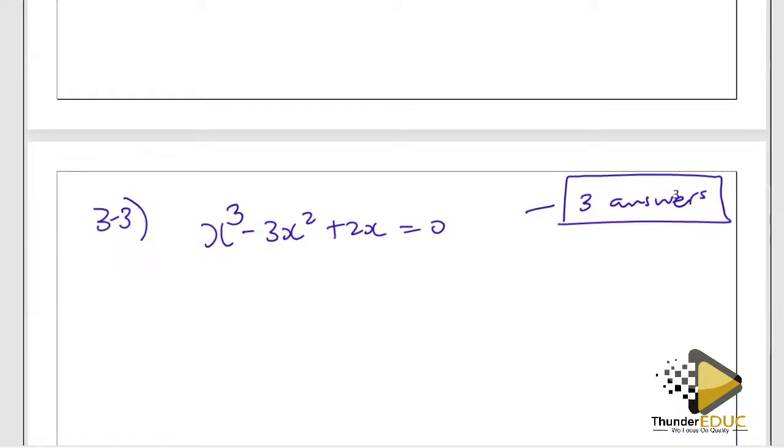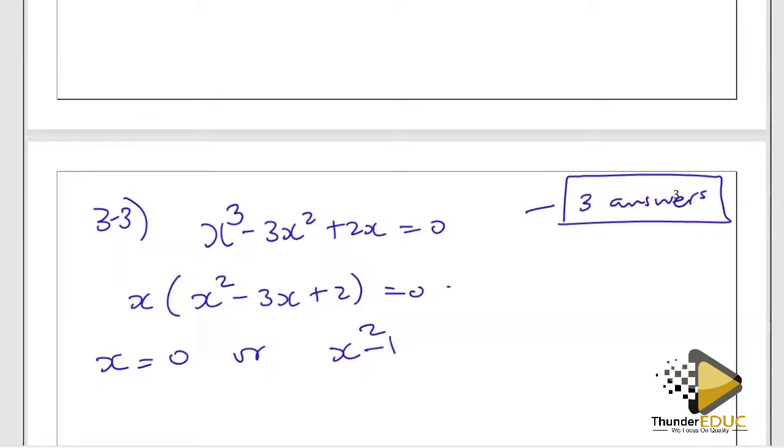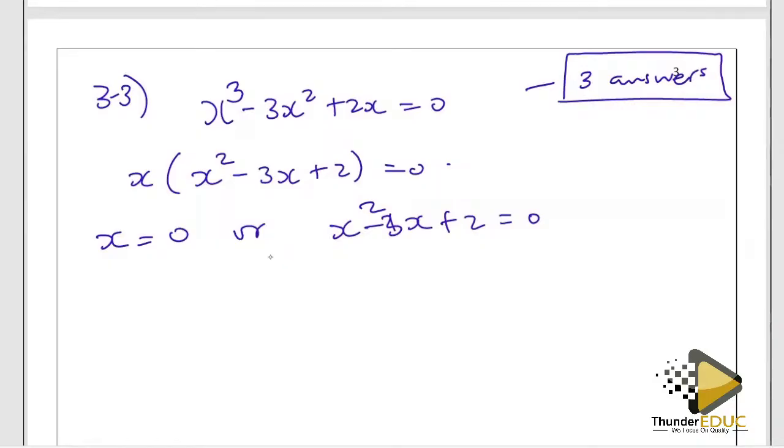So step number 1, what's common here? It's going to be x. Please avoid dividing through by x. That will be killing a solution. So factorize out, okay? So x, we have x squared minus 3x plus 2 is equal to 0. So from our zero product rule, we know that x must be a 0, or this entire bracket, x squared minus 3x plus 2, is a 0. Okay, so we already have one answer, x is a 0.